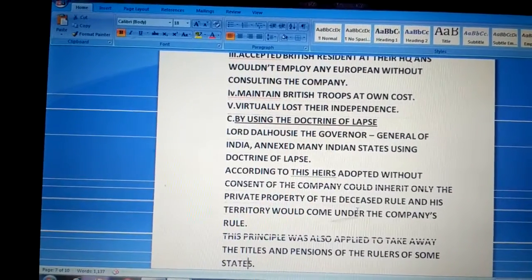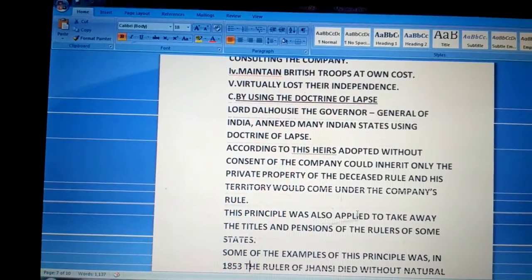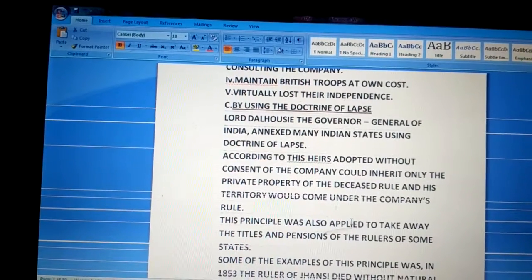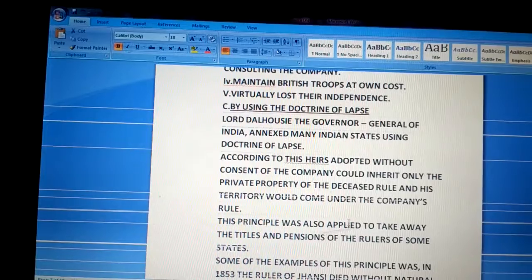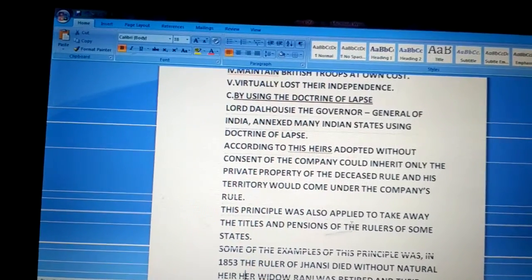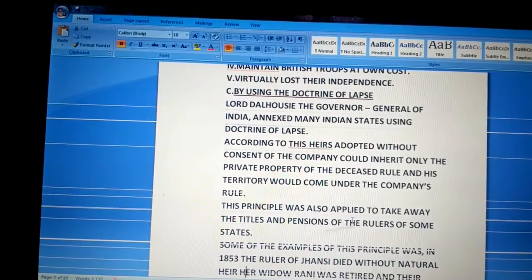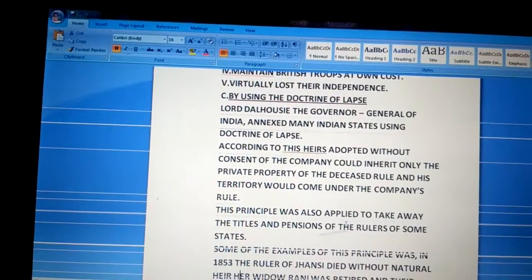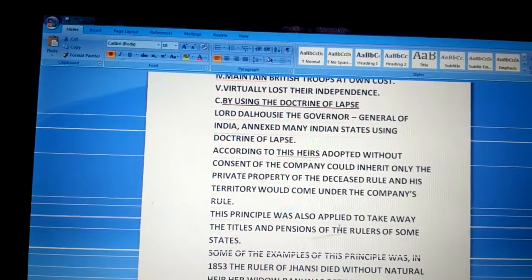Then, by using the doctrine of lapse. What was the doctrine of lapse? Lord Dalhousie was the Governor General of India who annexed many Indian states using the doctrine of lapse. So what is that? According to this, heirs adopted without the consent of the company could inherit only the private property of the deceased ruler, and his territory would come under the company's rule.